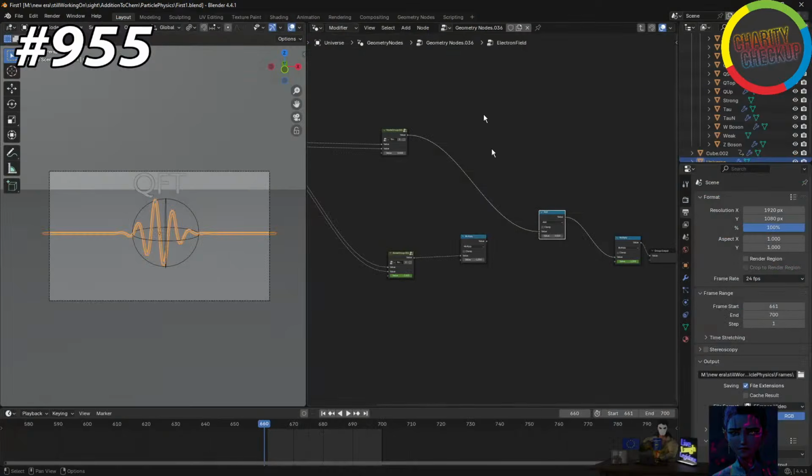Now with this electron in mind, let's add another one. So right here, what we're going to do is just add another electron.